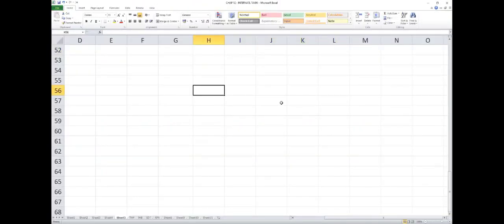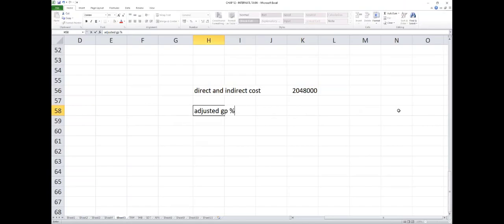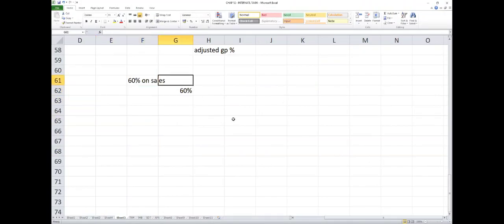What is the direct and indirect cost? 48,000. Repeat ma'am once again. 20,48,000. Okay. இப்போ what is adjusted GP? 60%. That's GP margin. But I want adjusted after adjustment. Okay. 60% on sales. This is என்னோட normal GP. Correct? When I bill unrelated party Harsha Industries, 60% on sales.